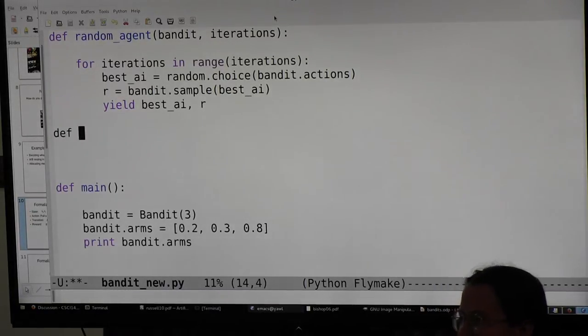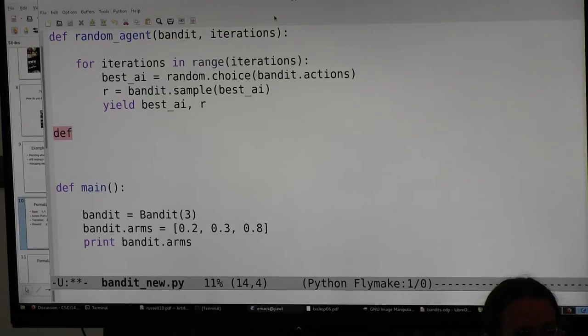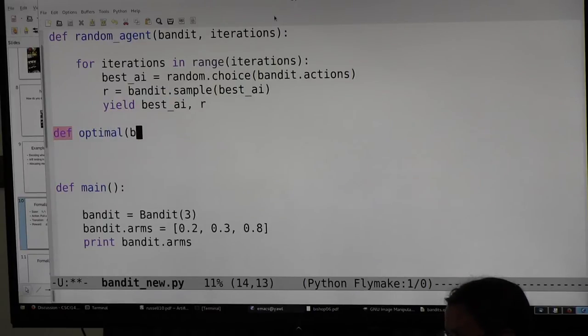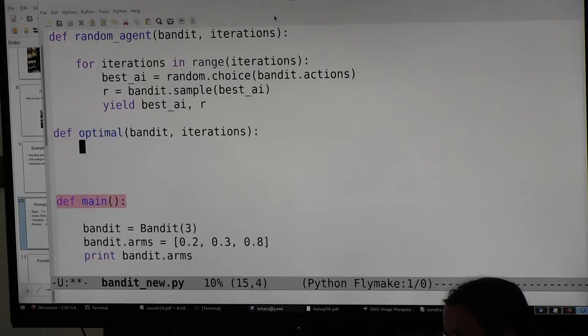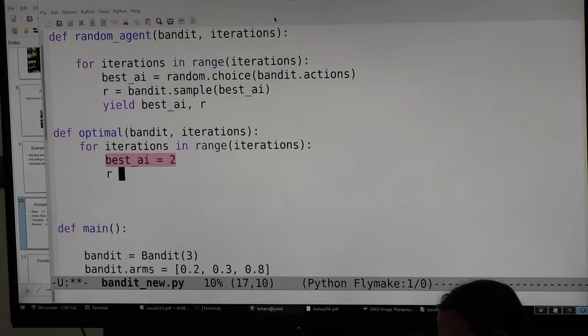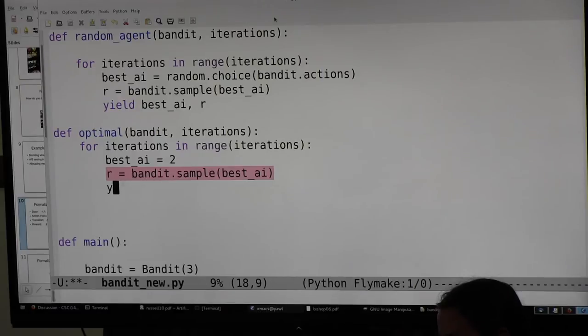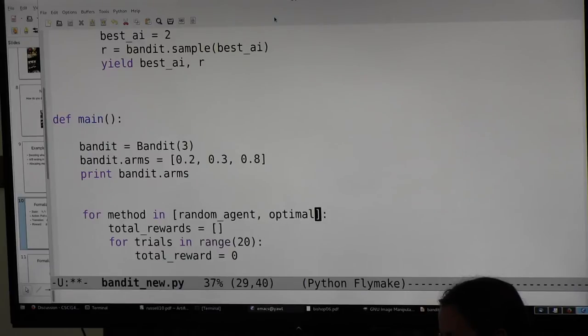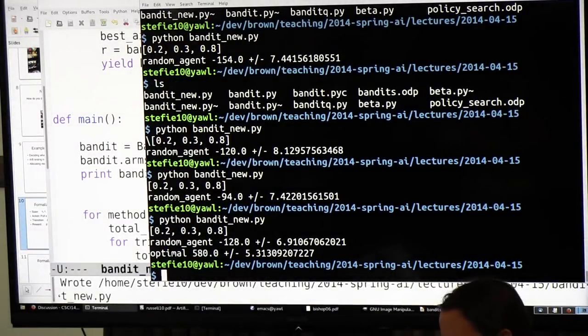So what should we do? What's something simple? Well, let's do that. So let's say optimal bandit iteration. So what's that guy going to do? Just pull the third guy a bunch of times. Yeah, range iterations, best AI equals 2. Yep, because we know the answer, and then R equals, we're going to pull it, best AI, and then we're going to yield it back. Optimal. Okay, so that's the best we can do.